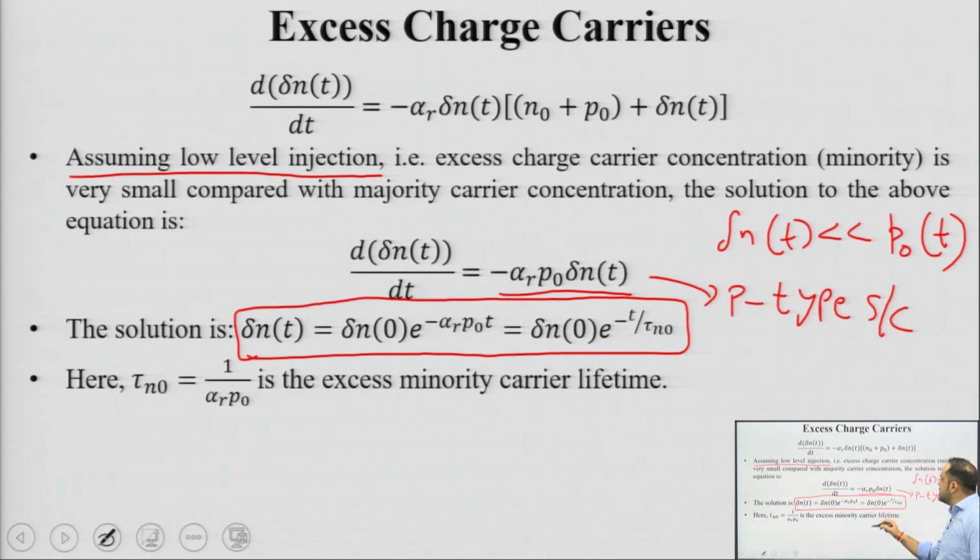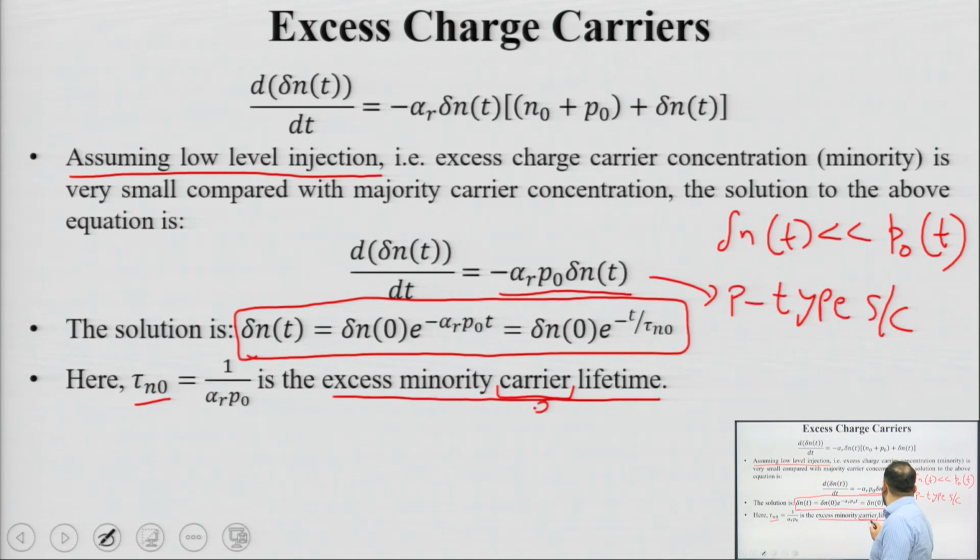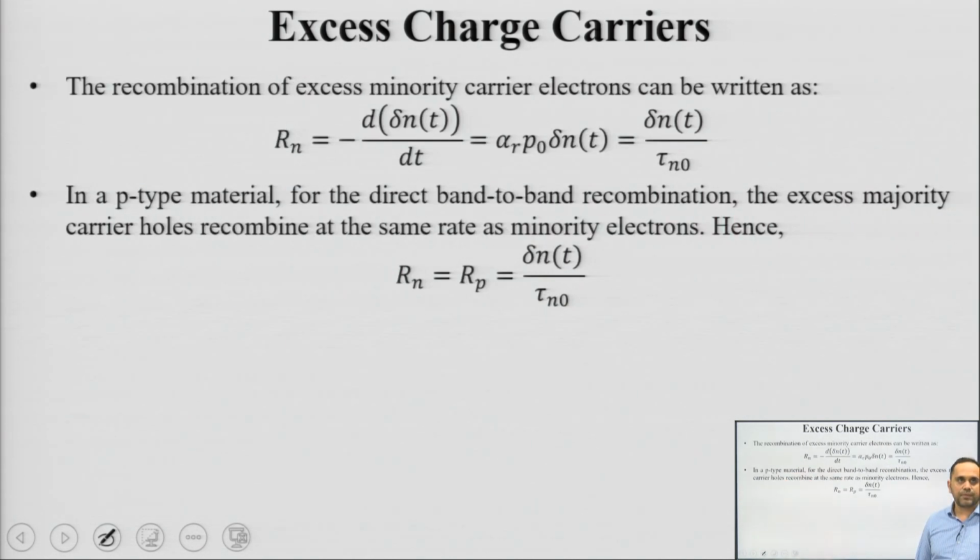Where this term 1 by alpha r p naught, alpha r is the recombination constant, p naught is the equilibrium concentration of holes in the p type semiconductor, and this ratio 1 by alpha r p naught is the excess minority carrier lifetime, or you can say excess minority electron lifetime. This is for a p type semiconductor.